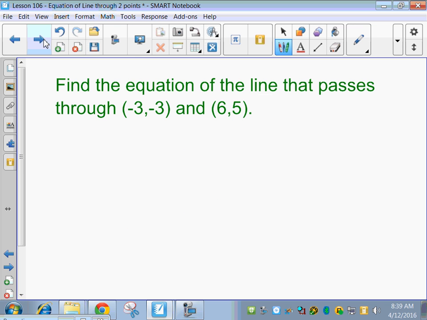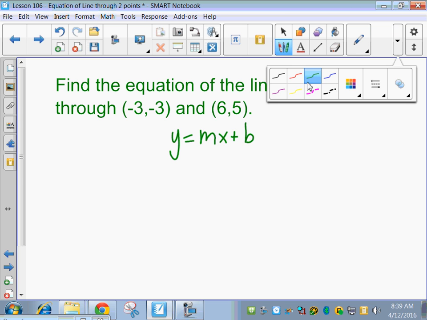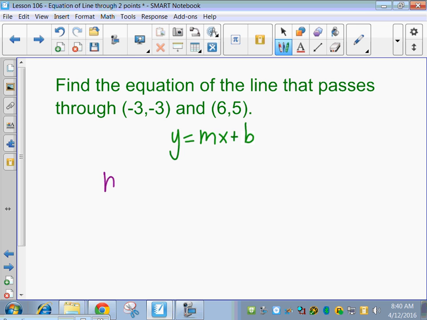All right, same thing. Find the equation of the line that passes through negative 3, 6, and 5. So we're looking for y equals mx plus b. And we're going to start with the slope, the m. Then to find the slope, we do the y minus the y. So always the second y minus the first y.